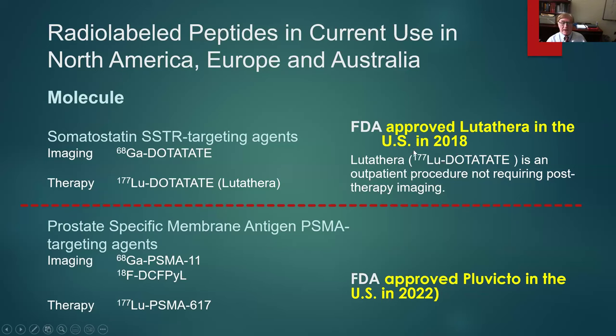The PSMA-targeting peptide called Pluvicto is a similar story. A gallium-68 PSMA agent, PSMA-11, is required for the patient to be eligible for treatment. In other words, to provide proof of PSMA-expressing metastatic prostate cancer, we need to get these images and document tumor targeting. Then treatment consists of up to 6 treatments with 200 millicuries, 7.4 gigabecquerels, of the PSMA agent. Pluvicto is the actual commercial name for it, but it's PSMA-617. And here the separation between doses of the 6 treatments can be as short as 6 weeks.